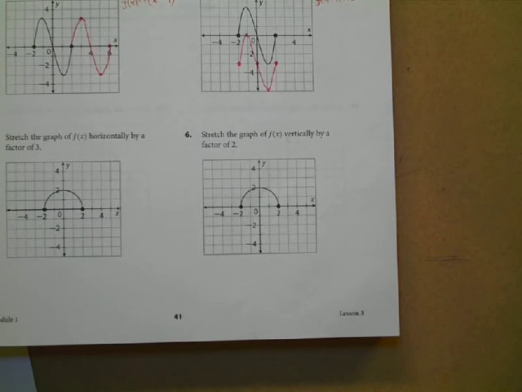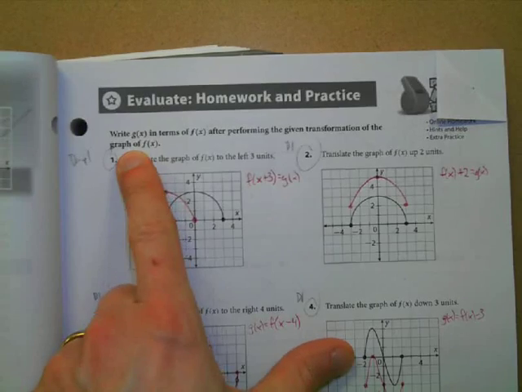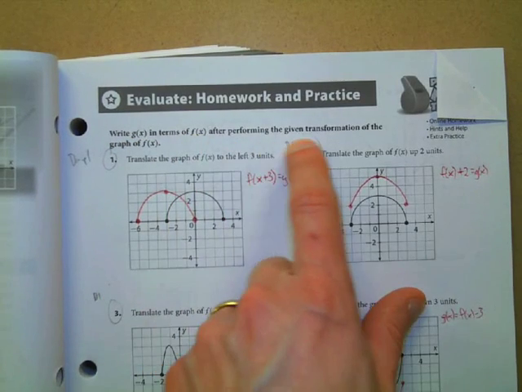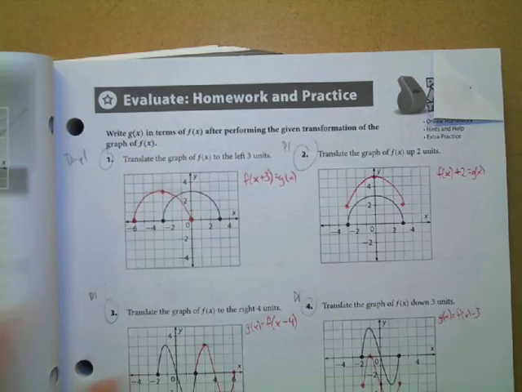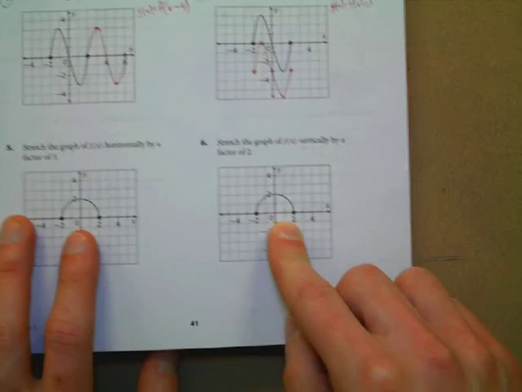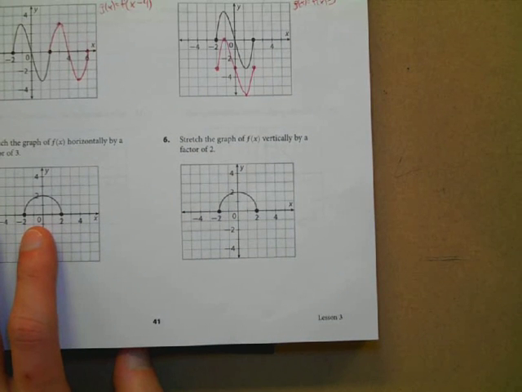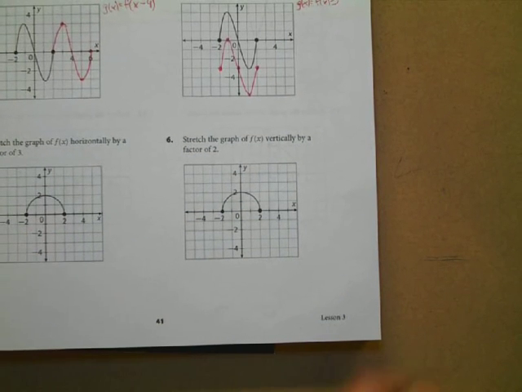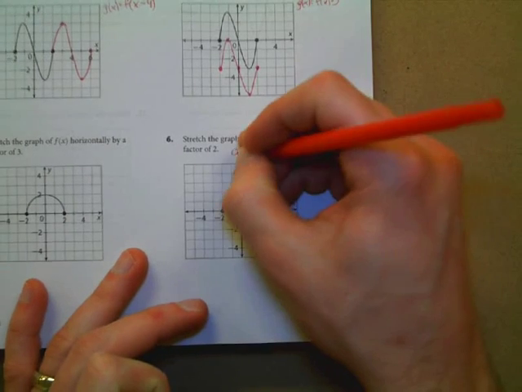Now the directions, well actually there are 2 sets of directions, right? We've got to be careful. The directions at the top of the page, which are for these problems, say write g of x in terms of f of x after performing the given transformation of the graph of f of x. So here's our graph of f of x, and we want g of x to stretch f of x vertically by a factor of 2. So that means g of x is equal to, and then how should we write it so that we're stretching f of x by a factor of 2?